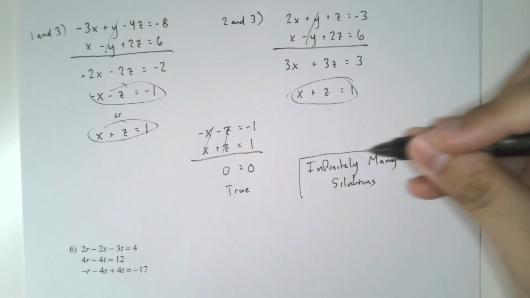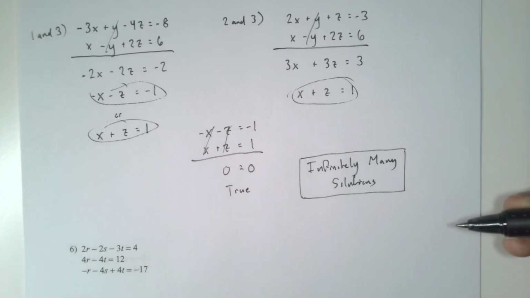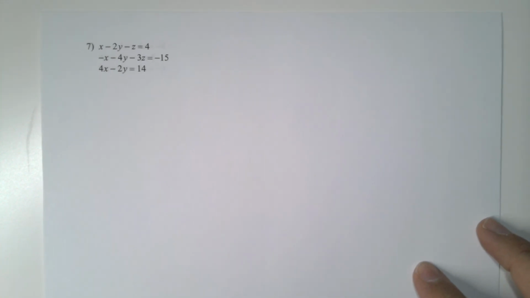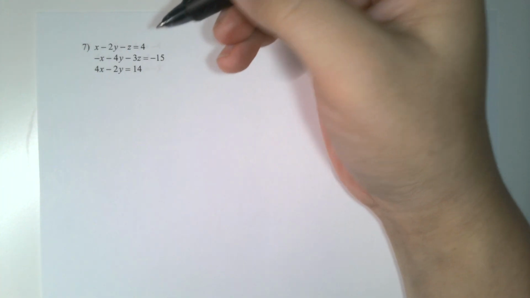So that is our final answer for this one. Number 6 is homework for you. Let's look at number 7 now. So for number 7, let's see.